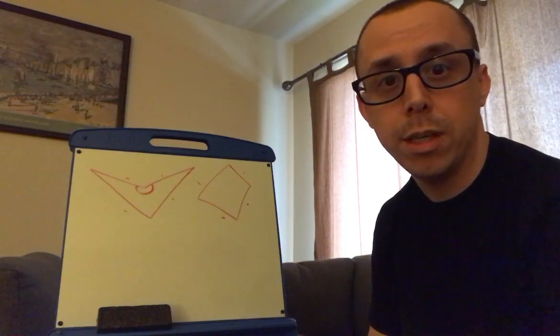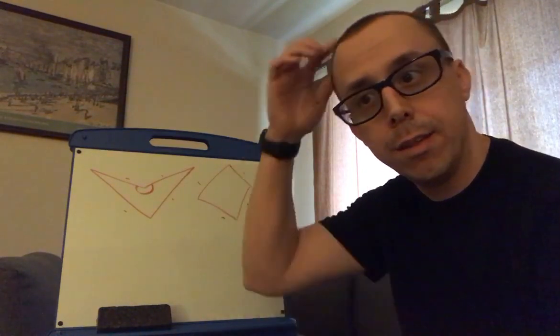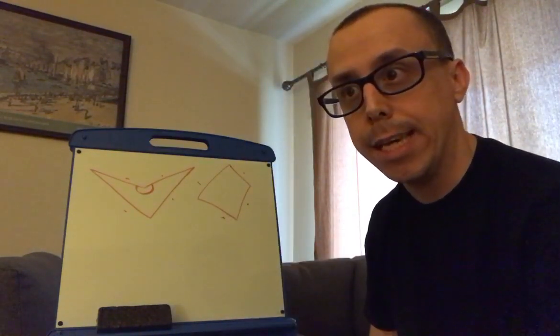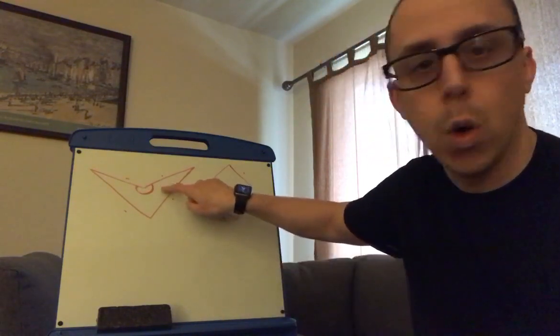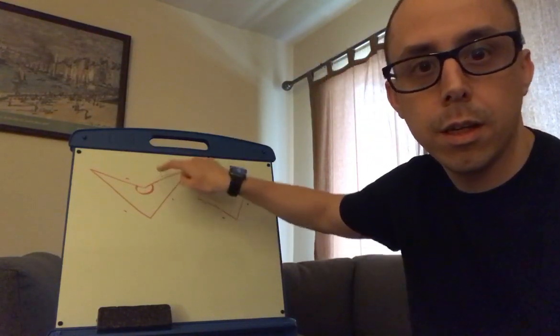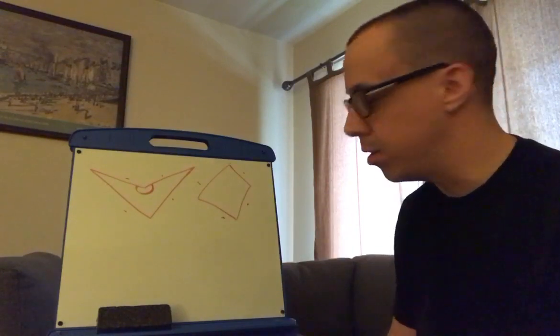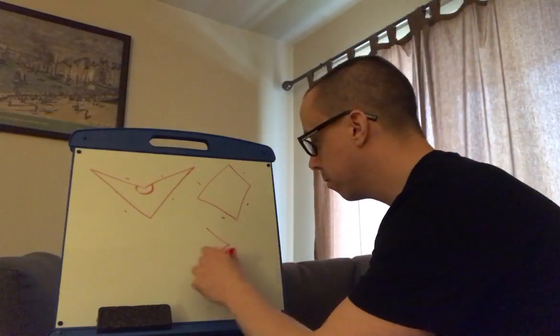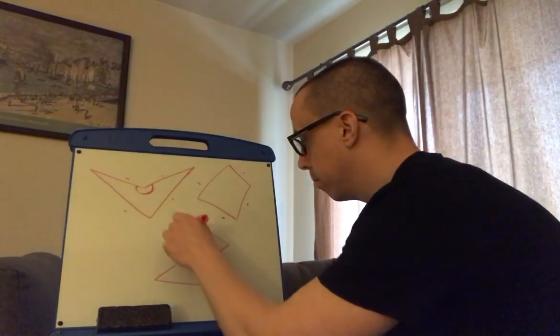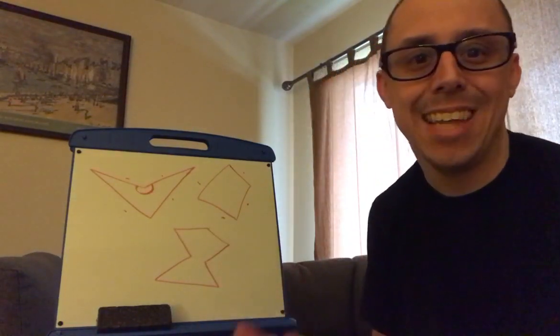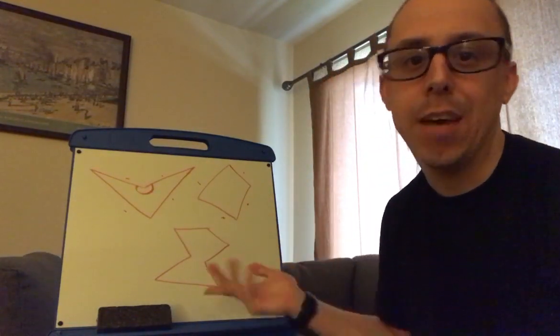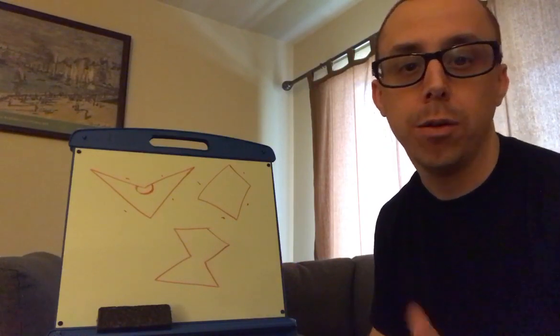There was one question that Vihan had, that why does a concave shape have to have only one concave angle? It doesn't. But it has to have at least one. It can have more than one concave angle.